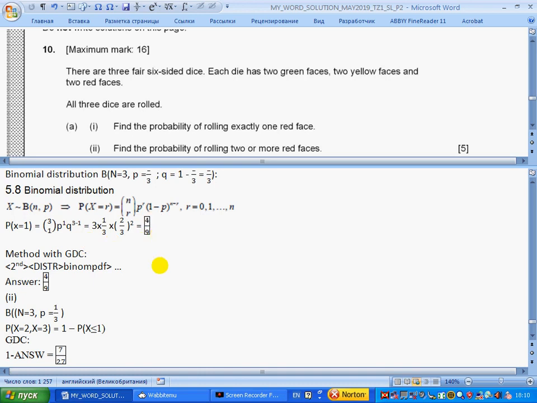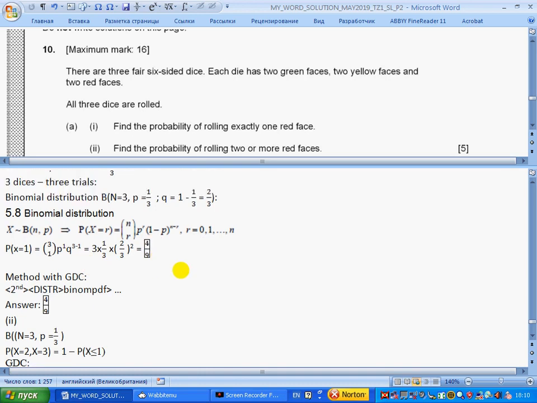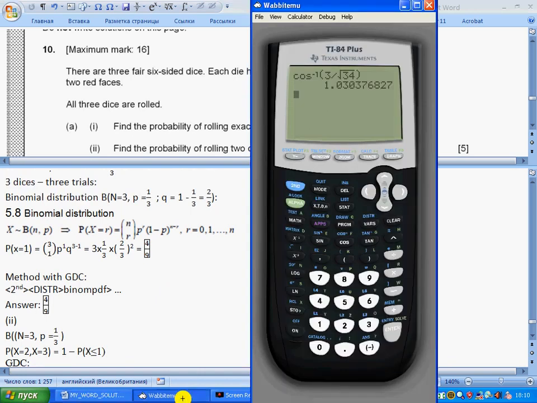We can do the same using a calculator. So for this we need to press second, distribution.